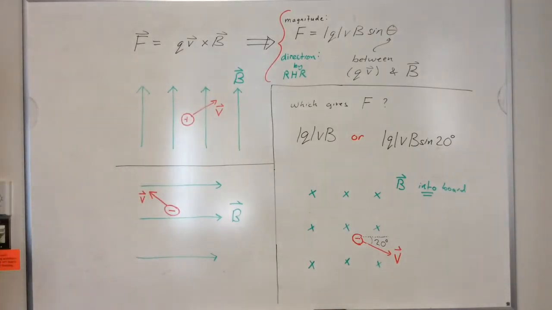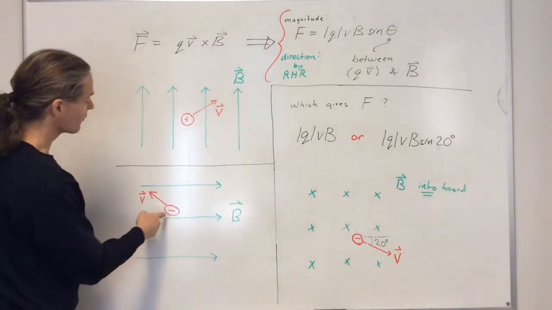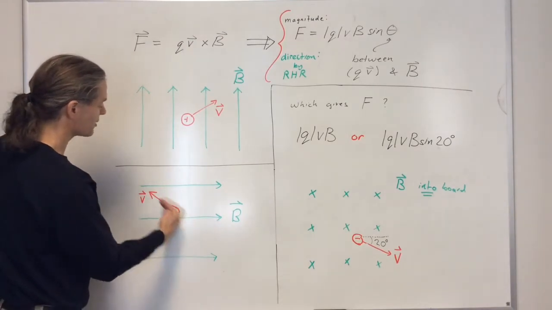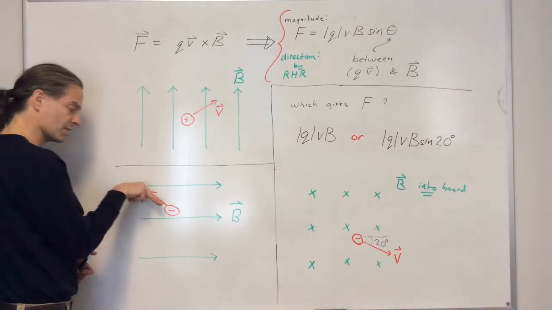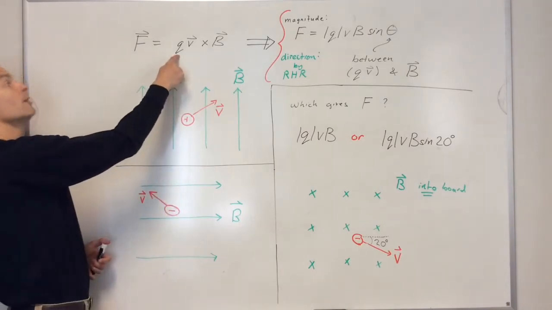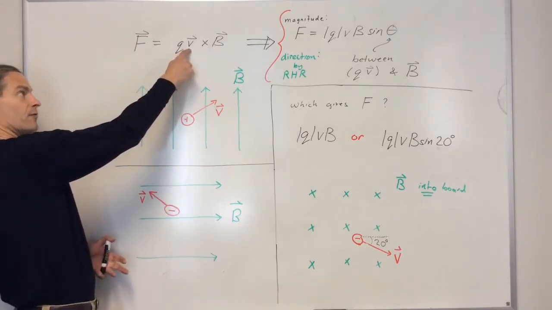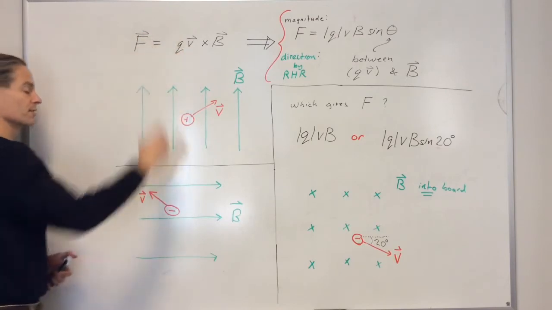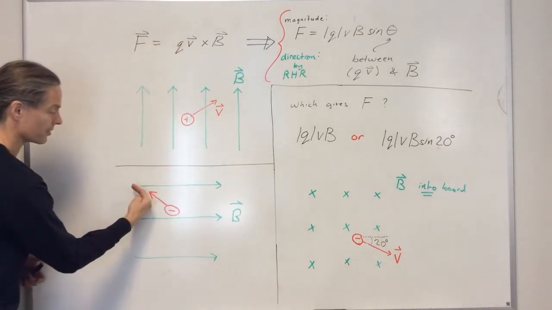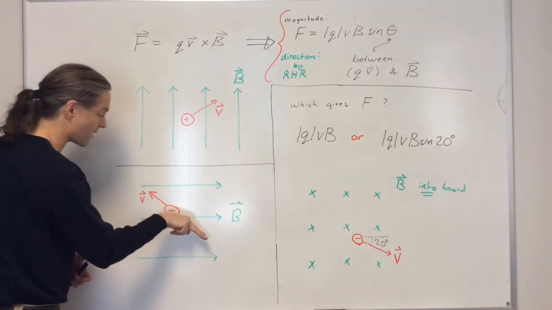Let's try this one. Now, here I've got a negative charge. So the velocity is this way, but Q, charge times velocity, is this way. If you have a negative number multiplied by a vector, the direction of the resulting vector is just opposite the direction of the original one. So if V is this way and Q is negative, then Q times V is that way.